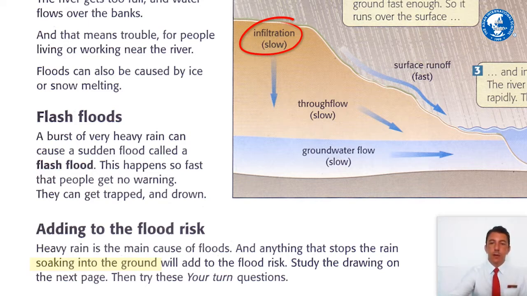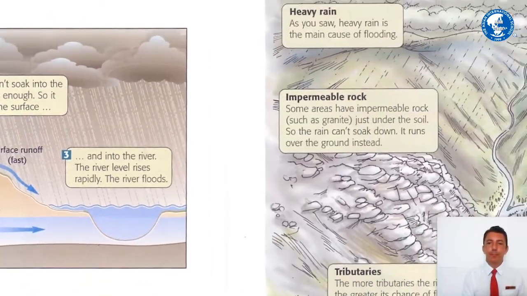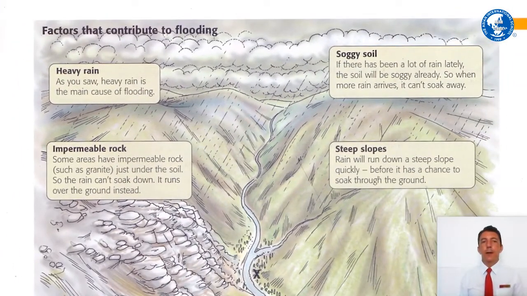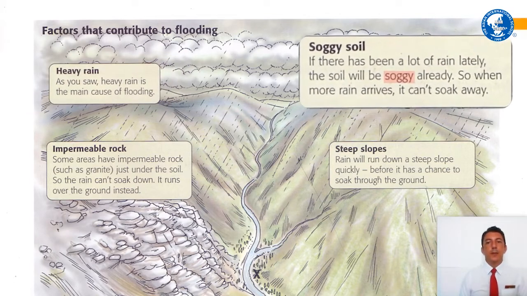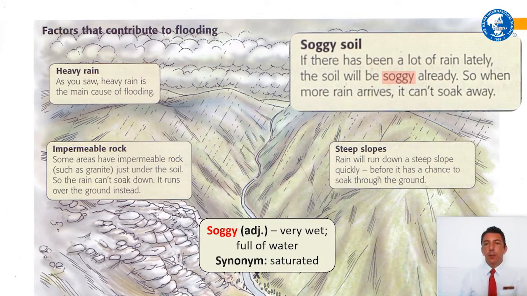So let's have a look at the drawing on the next page. So these are some factors that contribute to flooding. So as we saw, heavy rain is the main cause of flooding. If there's been a lot of rain lately, the soil will be soggy. Soggy means very wet or full of water. Another way to say that is saturated or soaked. So when more rain arrives, it cannot soak up any more.